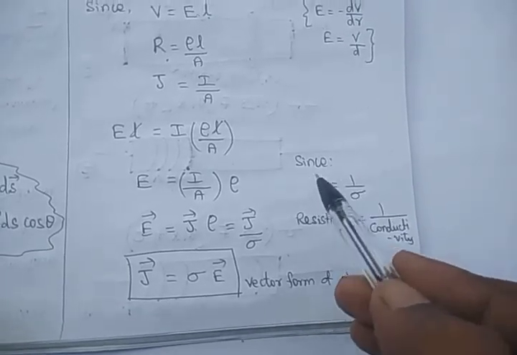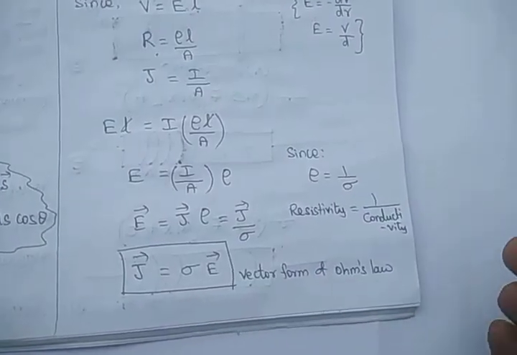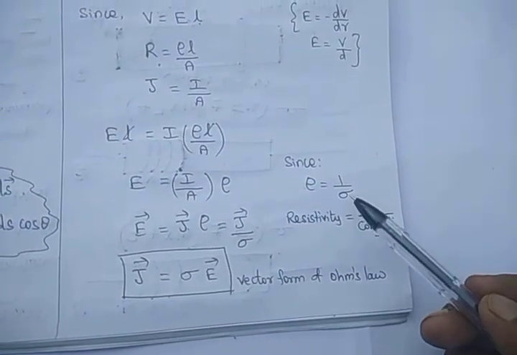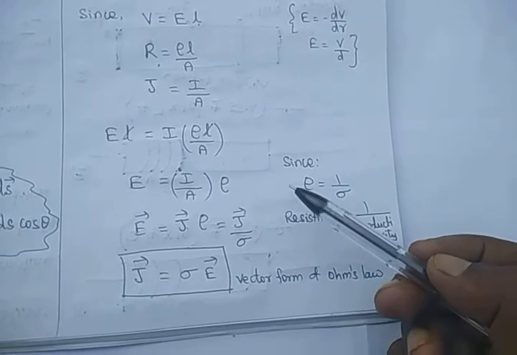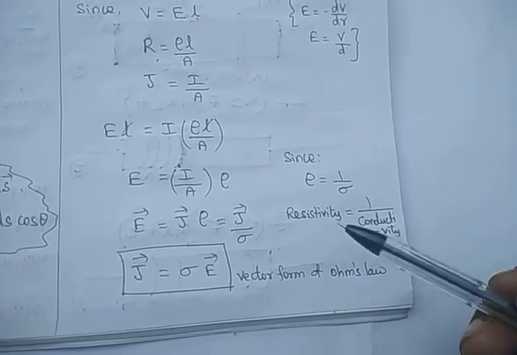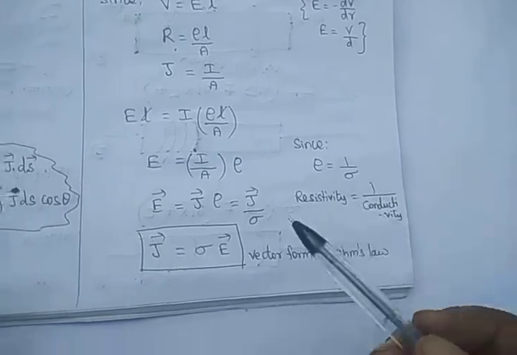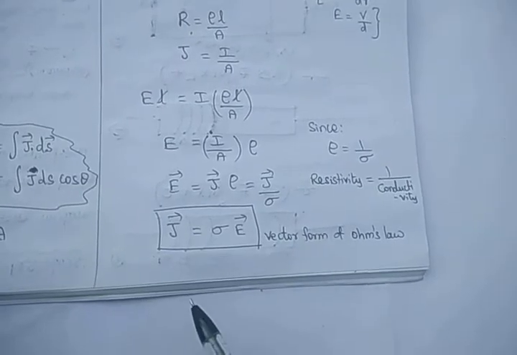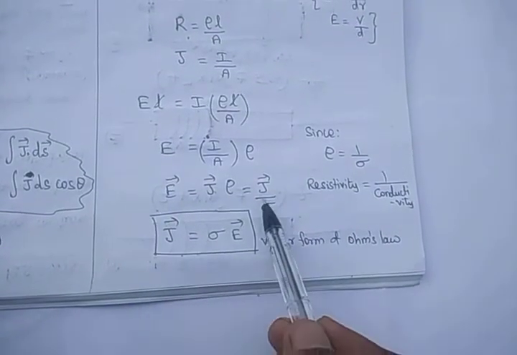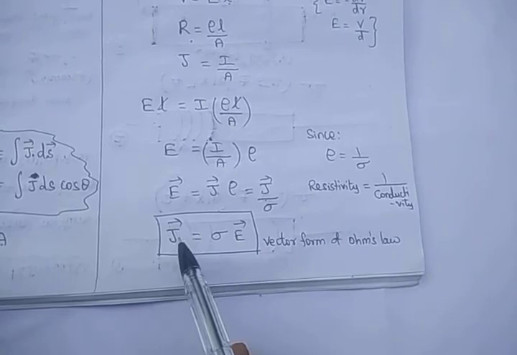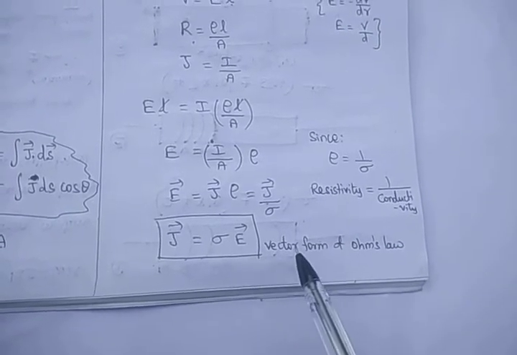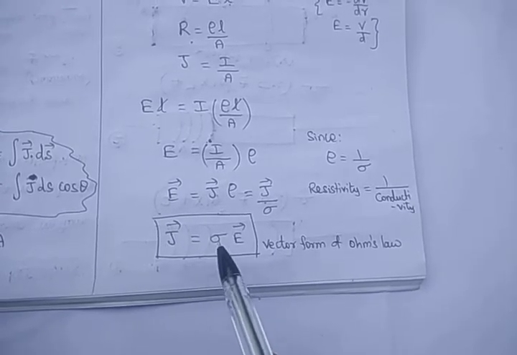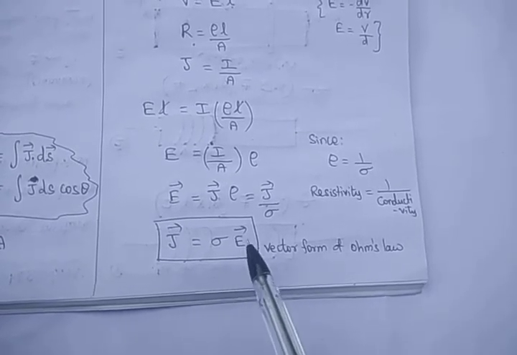Resistivity opposes the flow of charge. Conductivity is a property of the wire which favors the flow of charge in the wire. Resistivity opposes the flow of charge in the wire, and conductivity favors the flow of charge in the wire. So both are inversely proportional. So for rho we substitute sigma here. Very simply we can write J is equal to sigma E. J vector is equal to sigma into E vector, which is the vector form of Ohm's law, where J is the current density, sigma is the conductivity of the wire and E is the electric field.